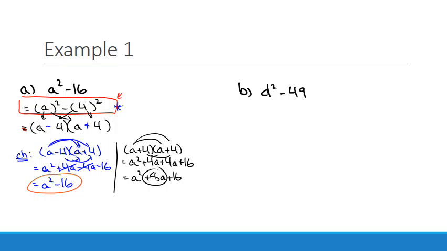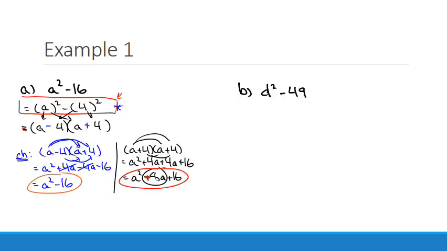If I had a minus 4 and a minus 4, I'd get the exact same trinomial as I got down here. This middle term would be negative 8a. So again, we wouldn't want that. So to make that middle term disappear, we have opposite signs in our answer.